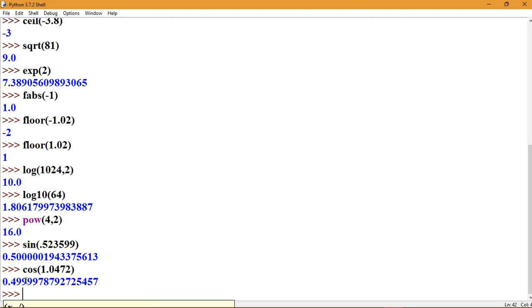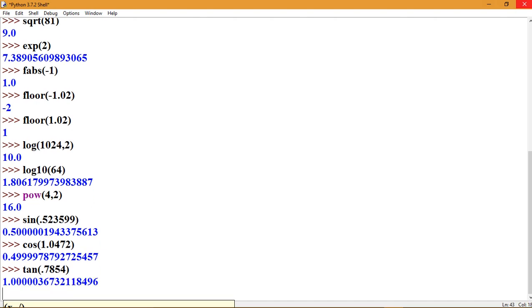Now let us take another function, tan theta. What is the value of tan 45? We know it is 1. So I'm giving the argument 45 in terms of radian because we need to pass the value here in terms of radian. See, tan 45 is 1. This is 45 actually, it is the conversion unit of it.